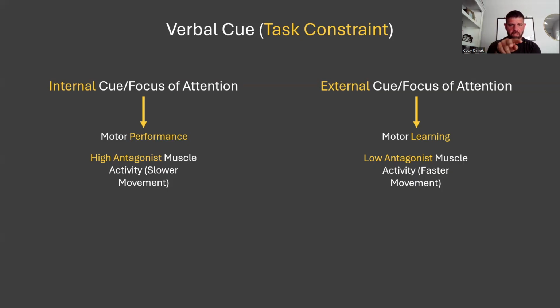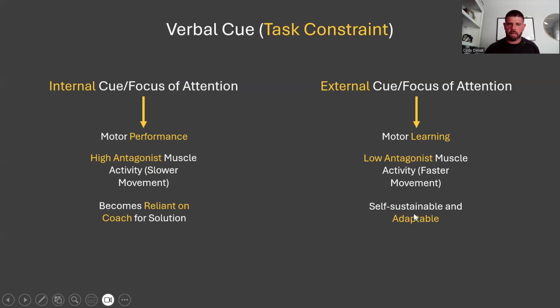These two, the internal and the external focus, those two thoughts, when I give you a focus, I tell you to think about something, take different pathways within the brain, which is why these different actions occur here, okay. When we give internal focus of attention, tell them what to do with their body, the athlete becomes reliant on the coach for the solution. You keep having to cue them and keep having to tell them that. If the coach is not there, then they're not able to perform that task. There's no transfer of skill.